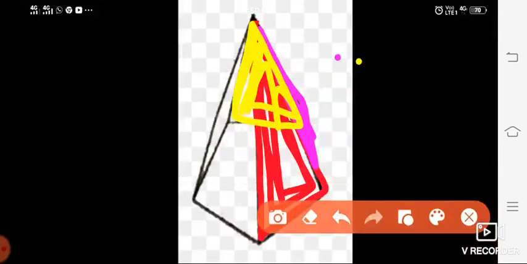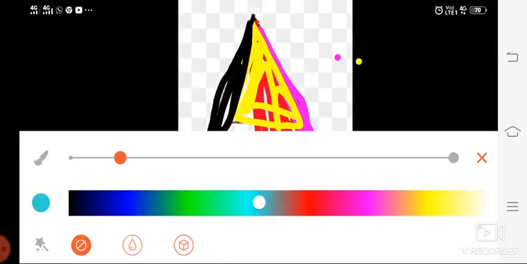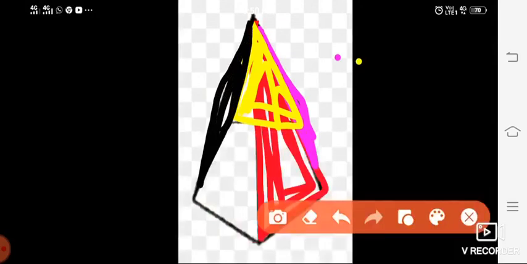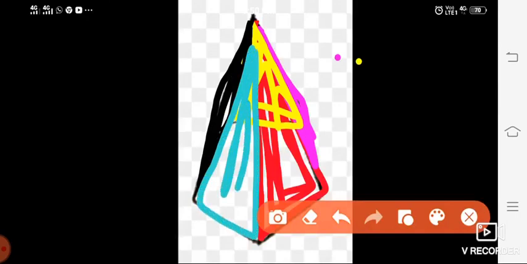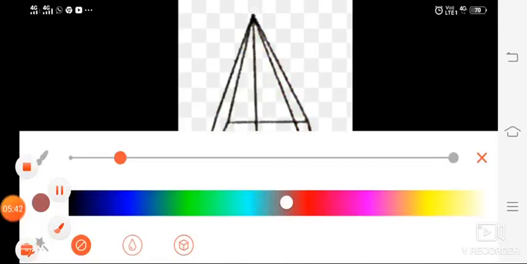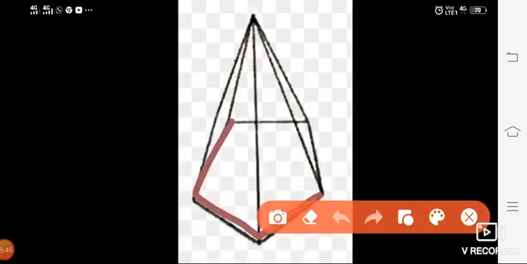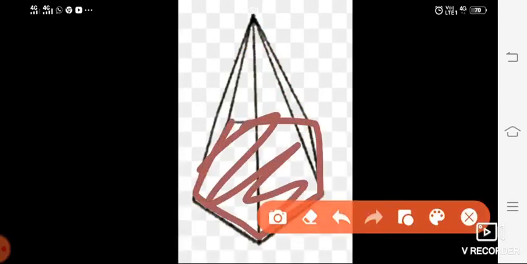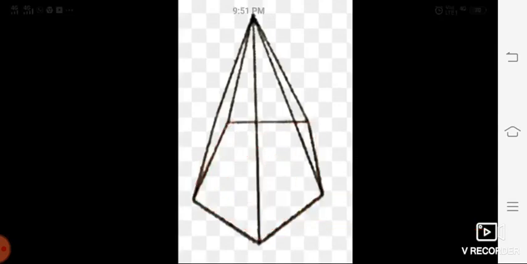So now see, fourth one. Next, this is the fifth one. So 5 standing faces. Now one more face is there which is at the bottom. So see here, this is one more face. So in total there are 6 faces for the pentagonal pyramid. Did you get those faces?